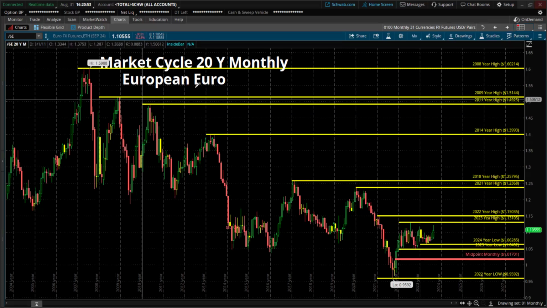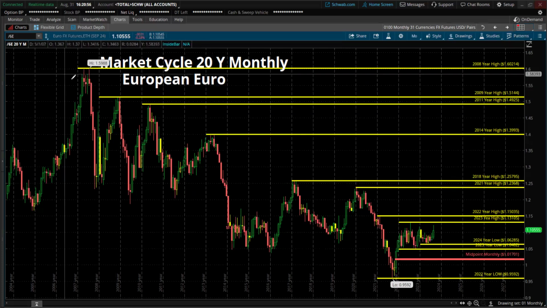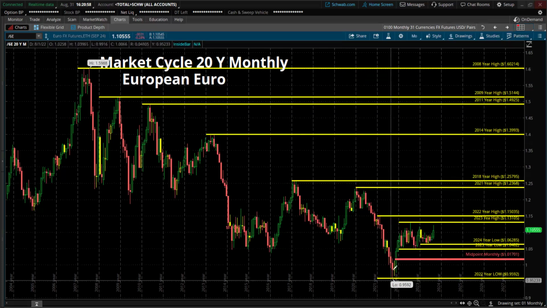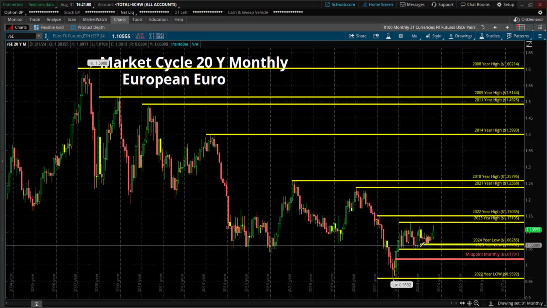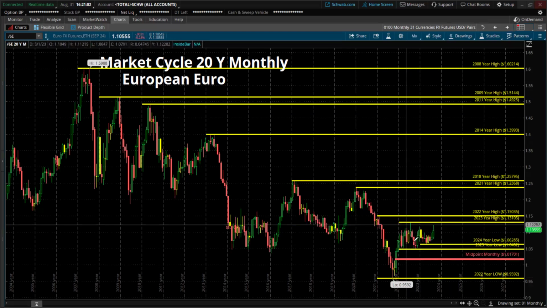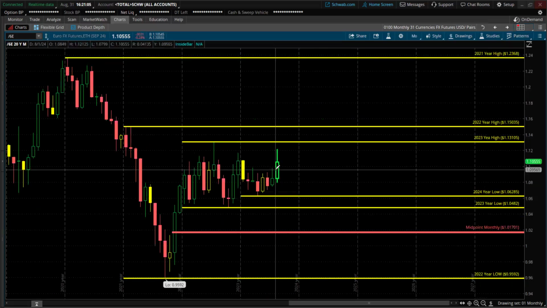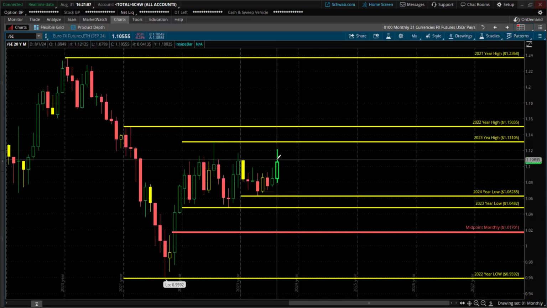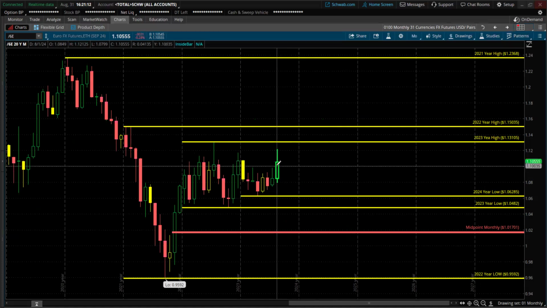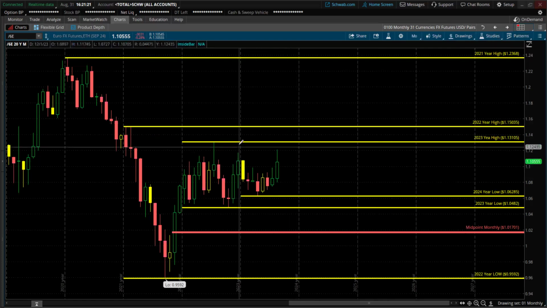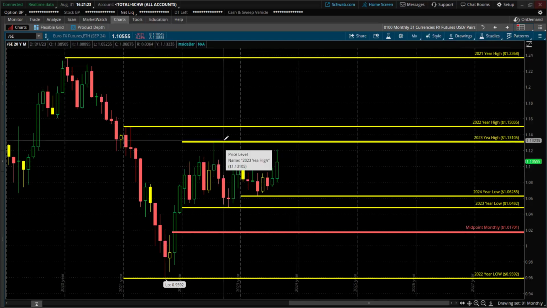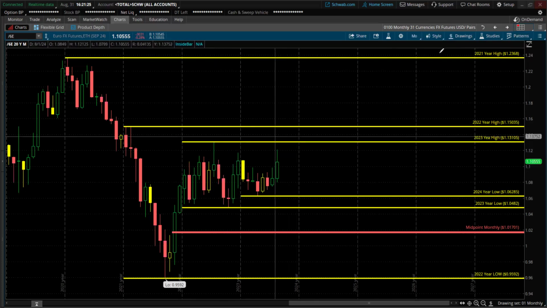20-year history, European euro. There's the high. There's a low. A consolidation phase, low of last year, high of last year. And it made a new high for the year. Yep. One of the largest currencies, weighted average in the US dollar index, is the euro. Just like the yields and the US dollar, I highly recommend you watch if we break above or below the high of last year.